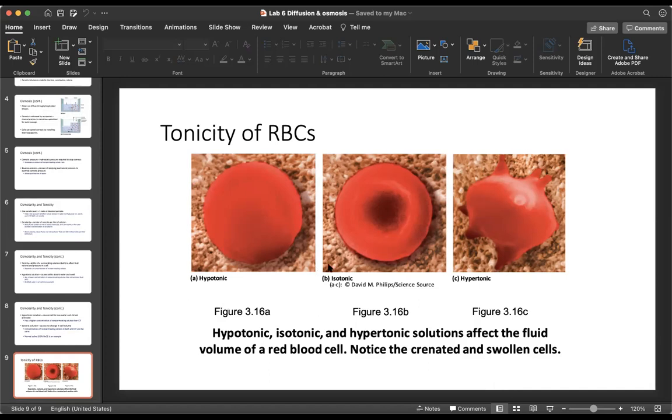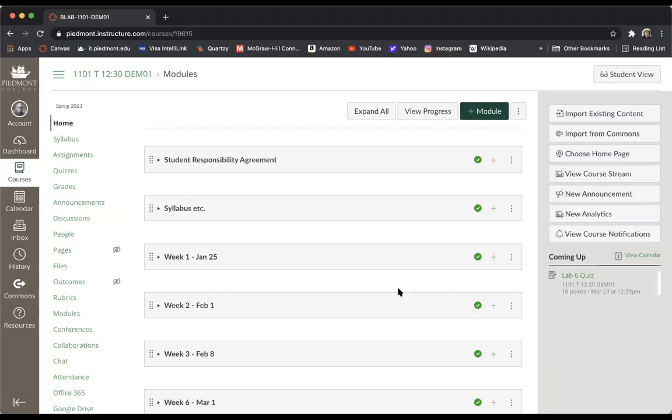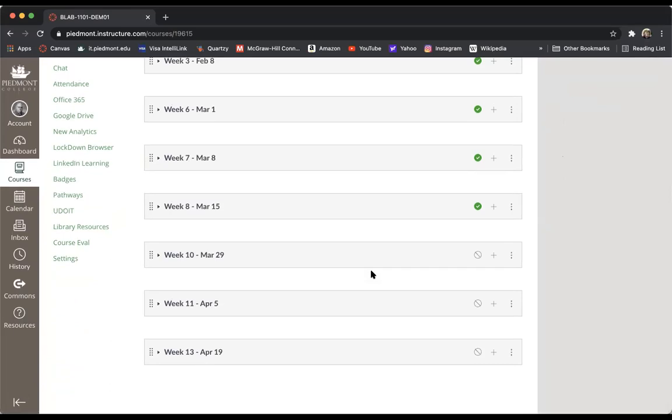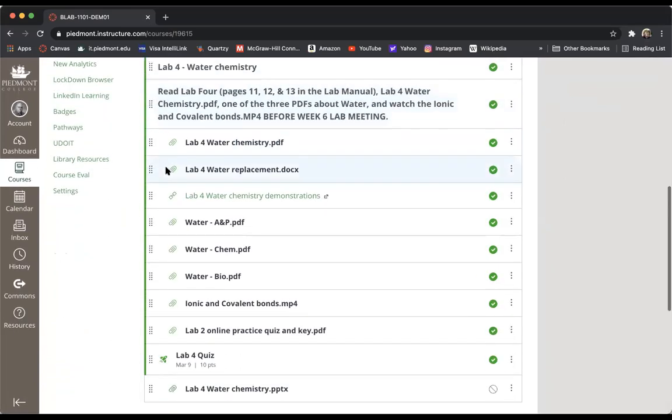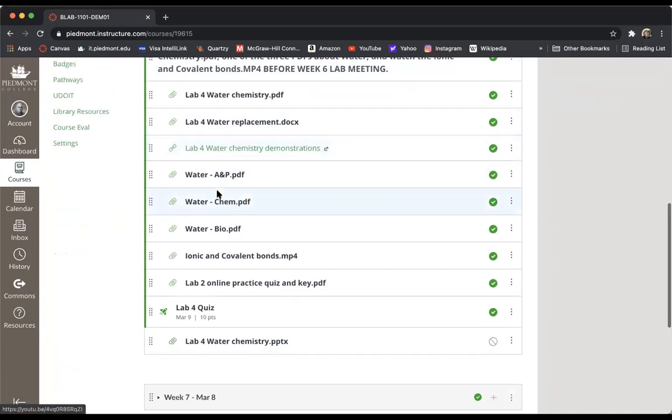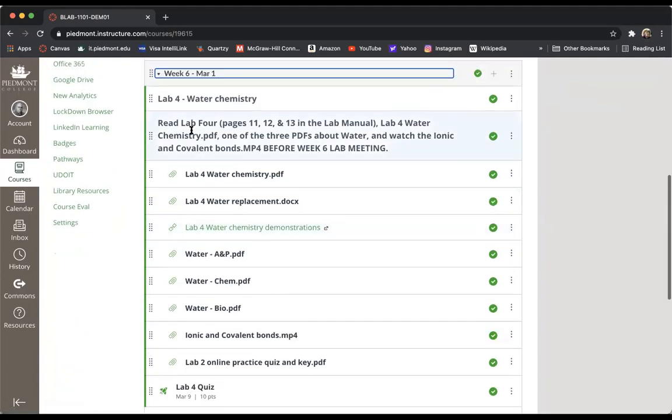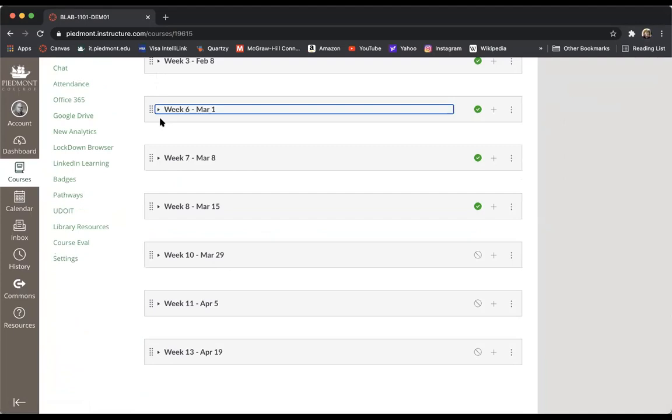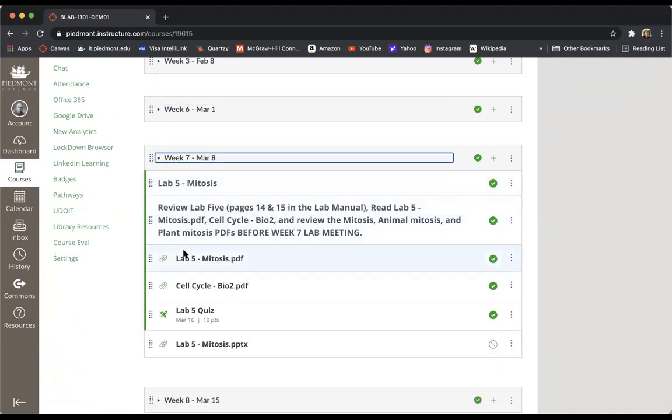So if we go to Canvas, take a look at Canvas. What you have here under week 6, again, water chemistry. There's a link to the videos that I posted on YouTube. If you weren't there for those, the water experiments, you should kind of understand what we did and the significance of each of those experiments.